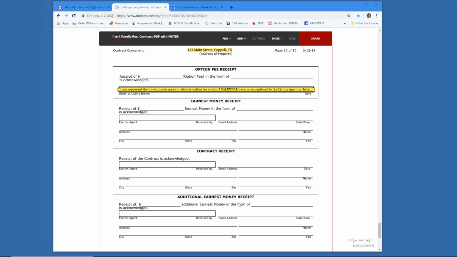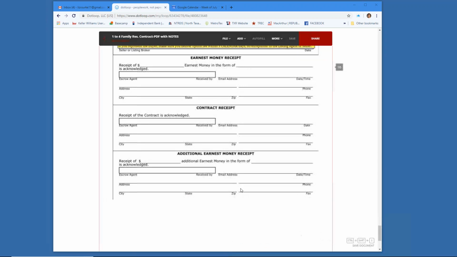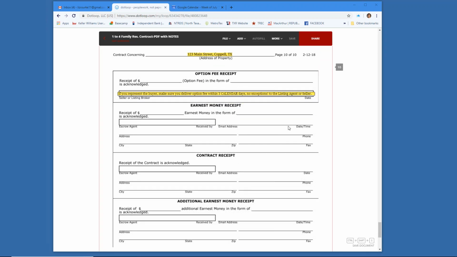And then if there's any additional earnest money to be. All right. Thank you. And that is page 9 and 10.